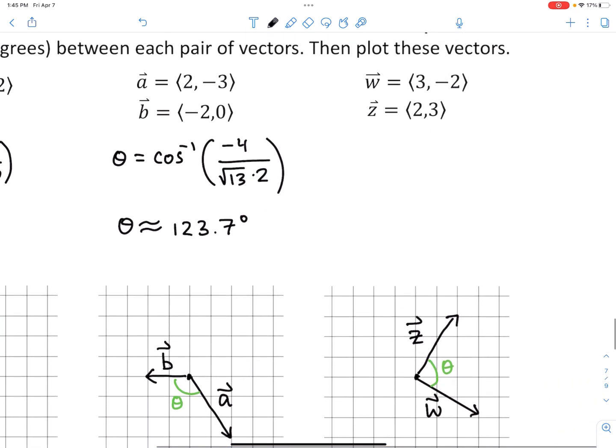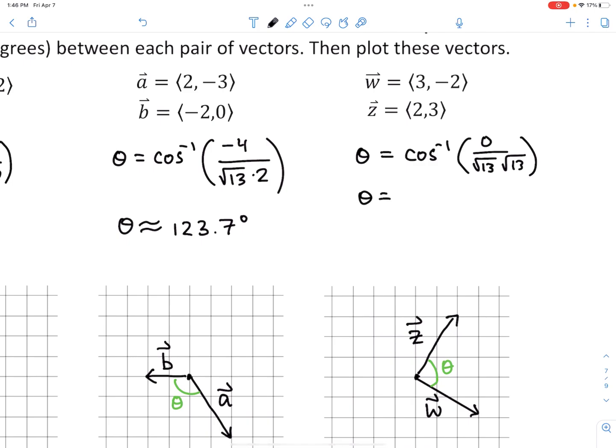And then our final case, theta will be the arc cosine of, and then the dot product of these two vectors. It was 6 minus 6, or 0. The magnitude of the vector w will be 9 plus 4 inside a radical, so 13. And the magnitude of vector z will also be square root of 13. But the 0 divided by this number is still going to be just 0. So we just have to do an arc cosine of 0, which we really don't need a calculator for, because here we're trying to find the angle between 0 and 180 degrees, where the cosine is 0, and that angle is 90 degrees, suggesting this angle here is a right angle.